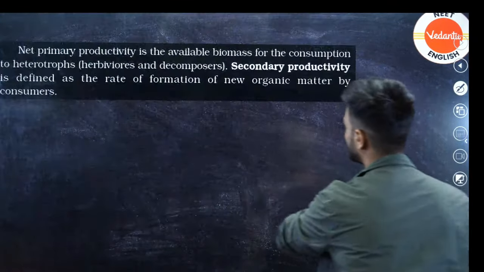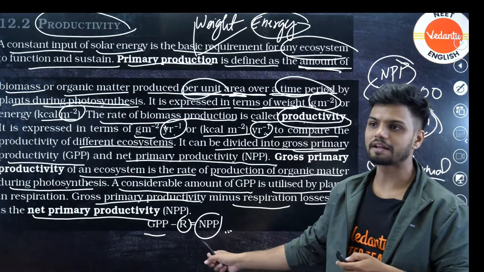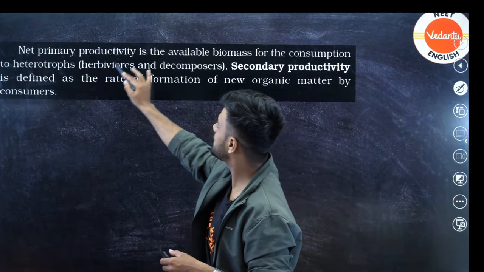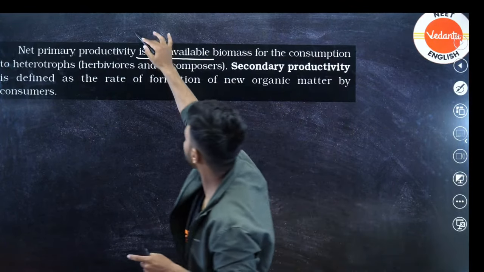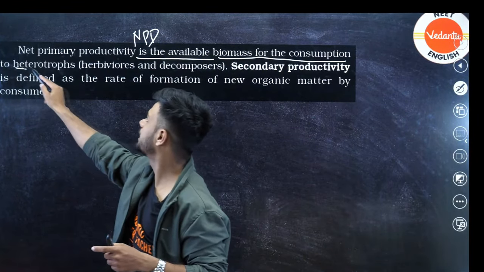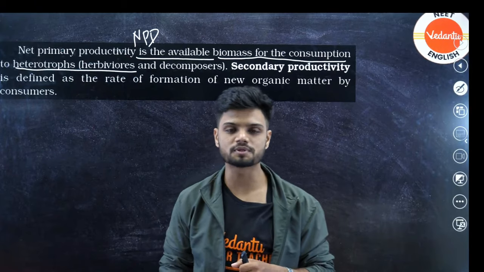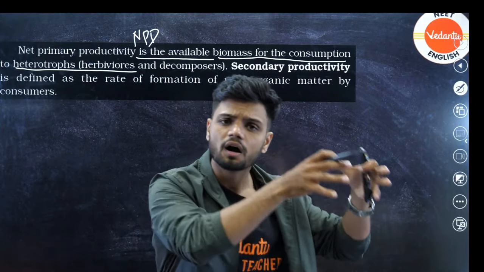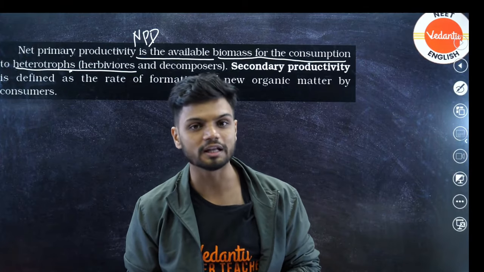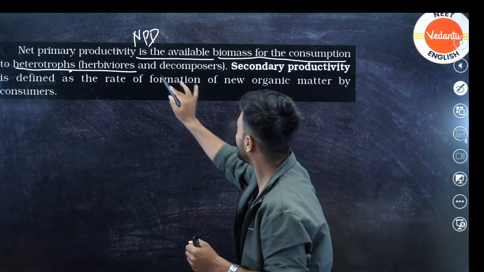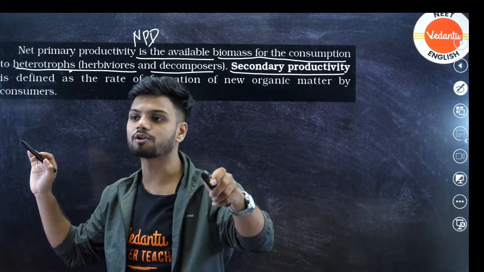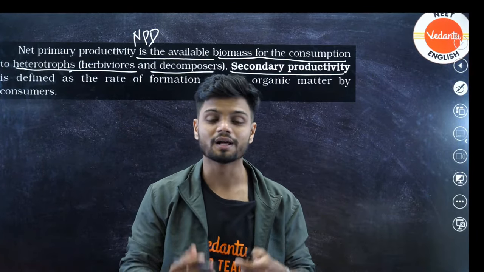Okay? Now, any doubt here, students? I believe there is no doubt here. Now, the net primary productivity is available. I told you, NPP is available biomass for the consumption of heterotrophs. What are heterotrophs? Heterotrophs are a type of consumers which eat the herbivores. That is your Akash right here. Akash is taking the organic matter from NPP. Okay? And decomposers. The secondary productivity. Very important line. Sir, what is R notion? R is nothing but your respiration.